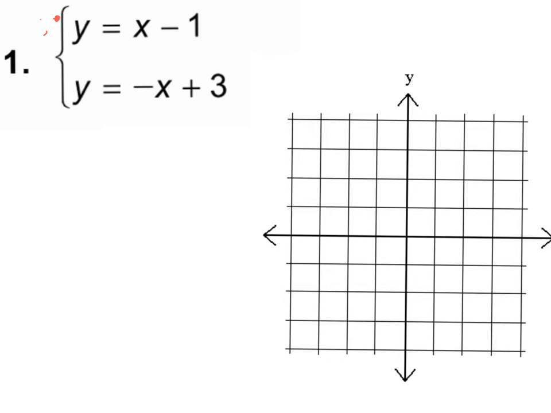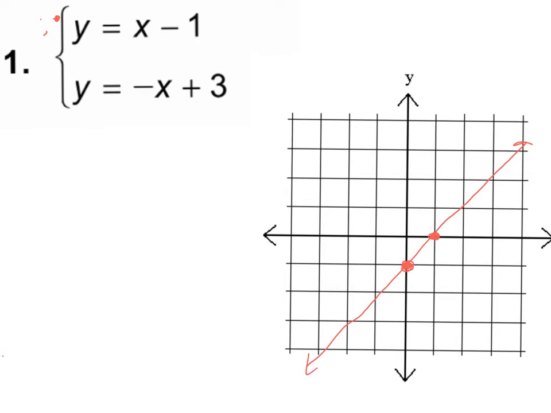So I'm going to go right down to -1 as my y-intercept, and then my slope is +1, so up 1 and to the right 1. And then I'm just going to draw a straight line through those points, and I'm going to extend this through the entire graph. Okay, so that's my first line.